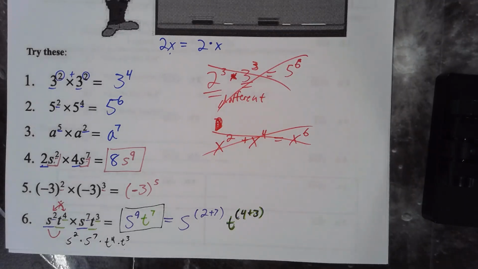Yeah, keep the base. So when you multiply numbers, you add the exponents. Any questions about the multiplication rule?